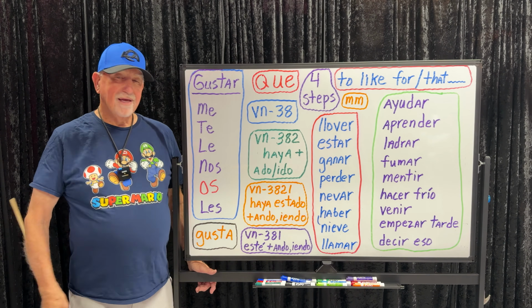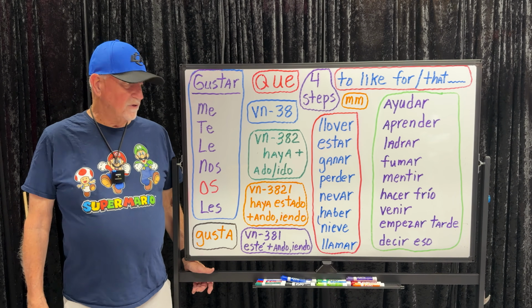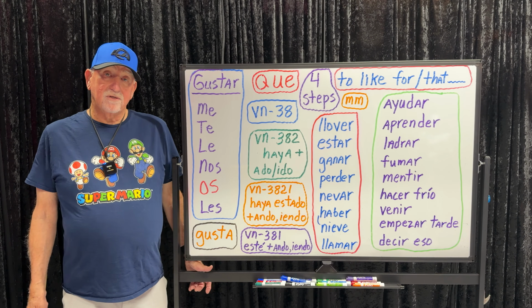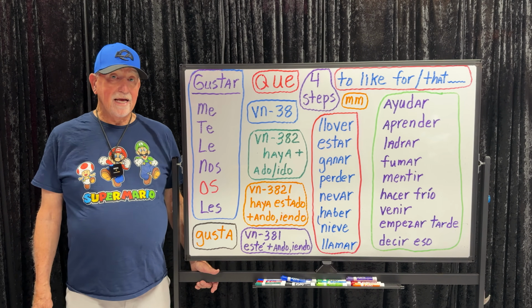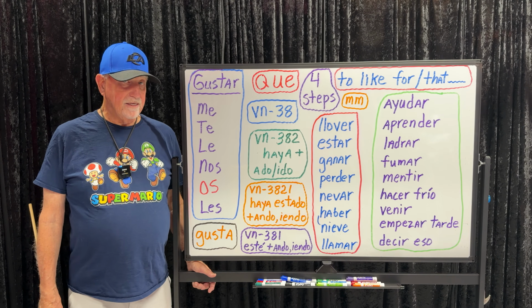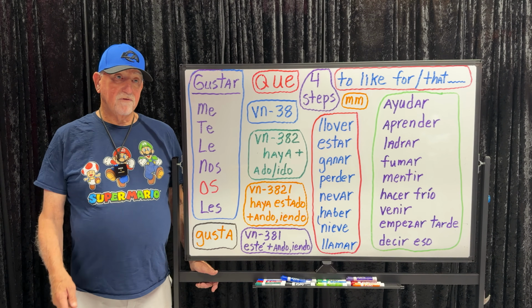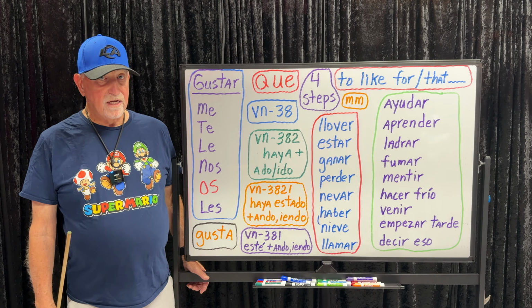Hace frío. I like that it's been cold out. Me gusta que haya hecho frío. I like that everyone has come. Me gusta que todos hayan venido. I don't like that it has started late. No me gusta que haya empezado tarde. I don't like for them to have said that. No me gusta que ellos hayan dicho eso.